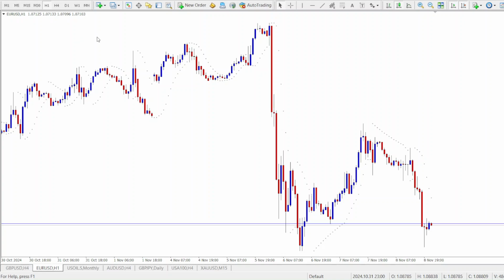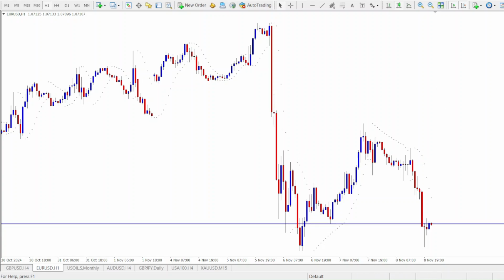All right, so we can see now that based on this chart, each time the dots flip to the opposite side of the price, we get a potential signal to buy or sell. So when you have the dots flip above the candlesticks, it is a sell signal. On the other hand, when you have the dots flip below the candlesticks, it is a buy signal.